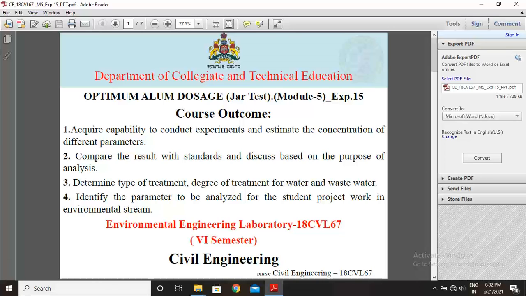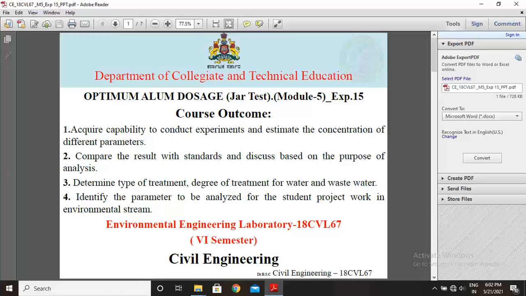Today I want to take experiment number 15. Title of experiment is optimum alum dose for given samples by jar test apparatus. Determine optimum alum dose by jar test apparatus for the given samples.